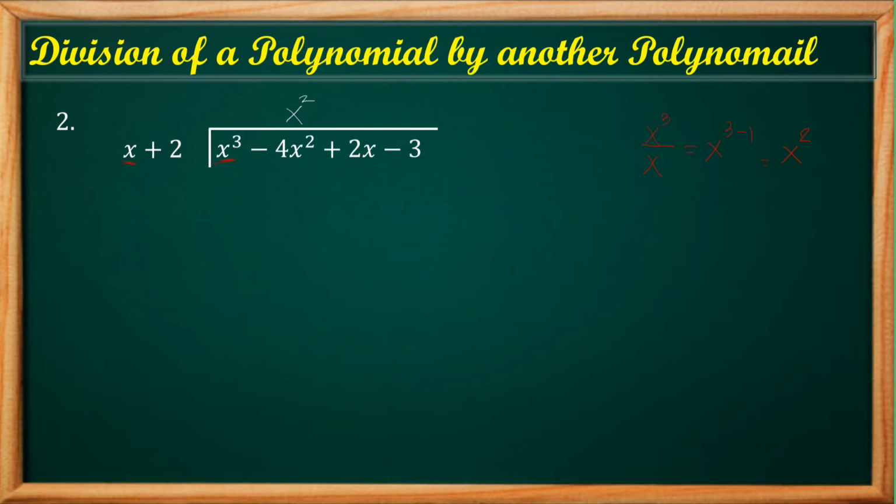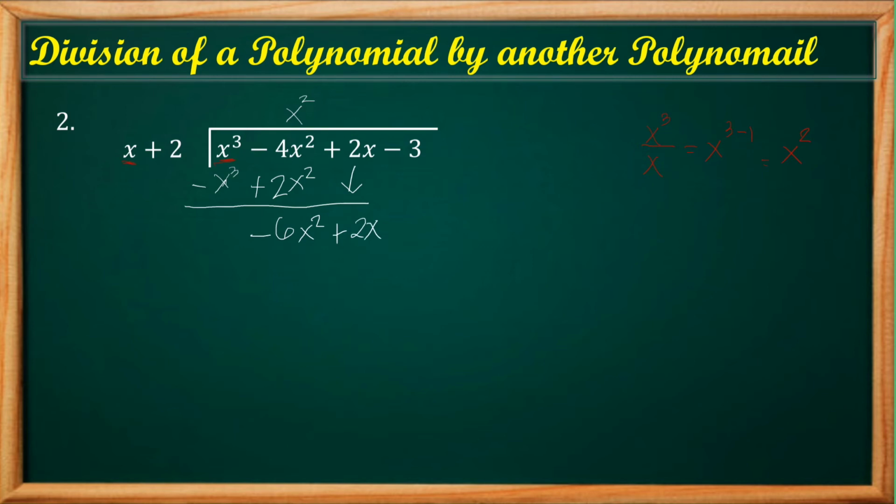Therefore, you will have here x squared. Next, we multiply again. x squared times x, then you will have here x cubed. x squared times positive 2 is positive 2x squared. Then, subtract. x cubed minus x cubed is 0. Negative 4x squared minus 2x squared, the answer is negative 6x squared. And then, bring down positive 2x.